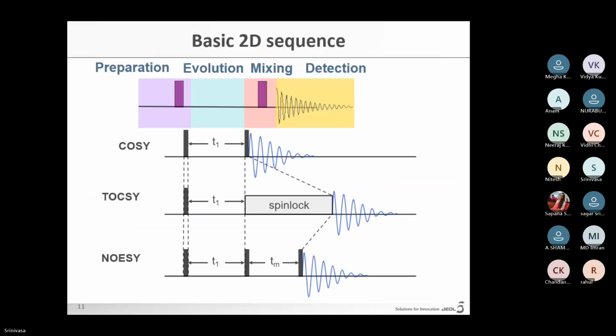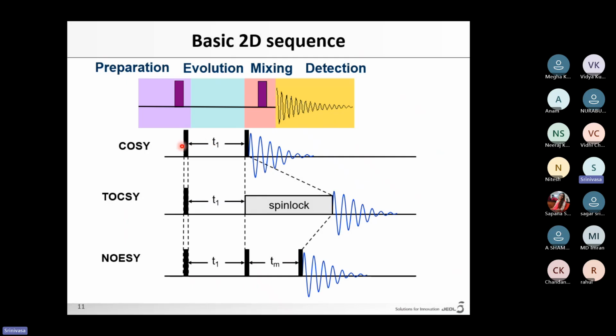So, just some of the basic 2D sequences. As I mentioned, there are four parts: preparation, evolution, mixing, and detection. Here is the representation: pulse and delay, then the delay here. Now this T2 may be a delay or maybe a pulse, and even the mixing time may be a delay or a pulse.